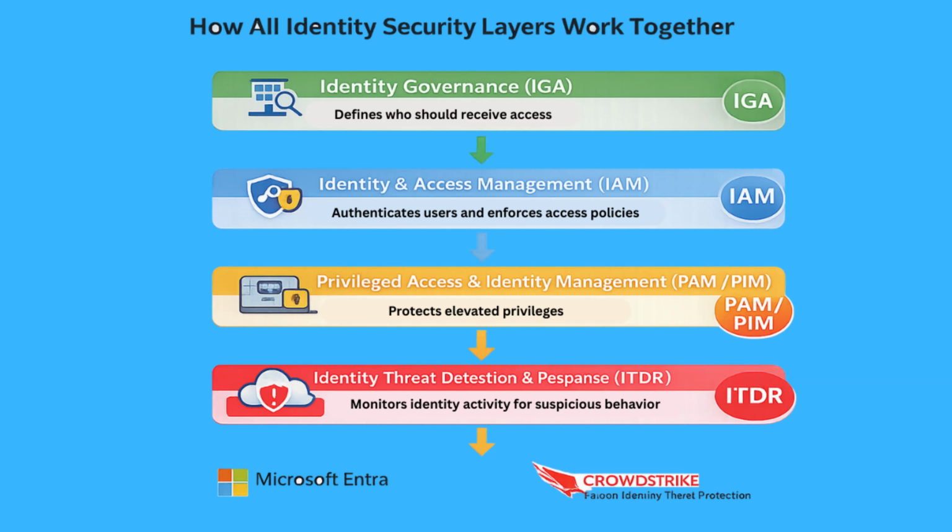Let's summarize the key concepts. IAM manages authentication and access control. IGA governs who should receive access. PAM secures highly privileged accounts. PIM provides temporary administrative privileges. And ITDR detects identity-based cyber attacks. When combined, these technologies form the foundation of modern identity security architecture. As organizations adopt cloud platforms and remote work environments, protecting identities has become one of the most critical areas of cybersecurity. Understanding these concepts is essential for identity administrators, security engineers, and cloud architects.